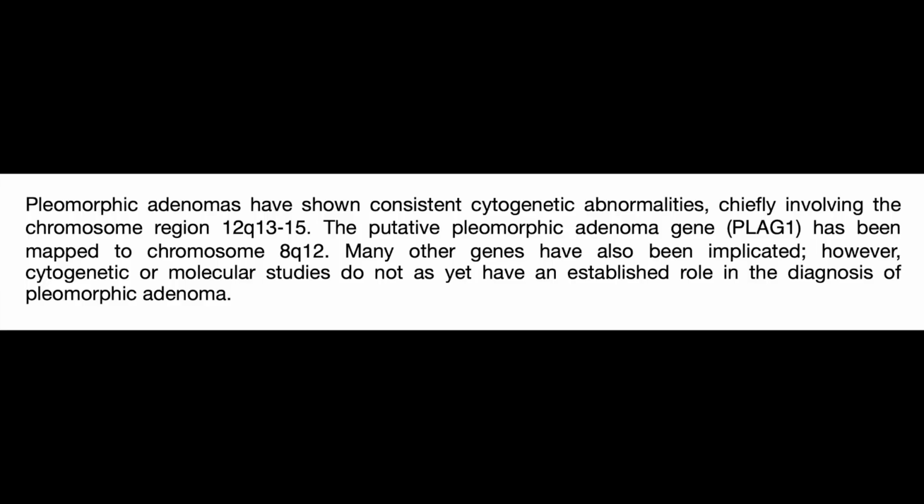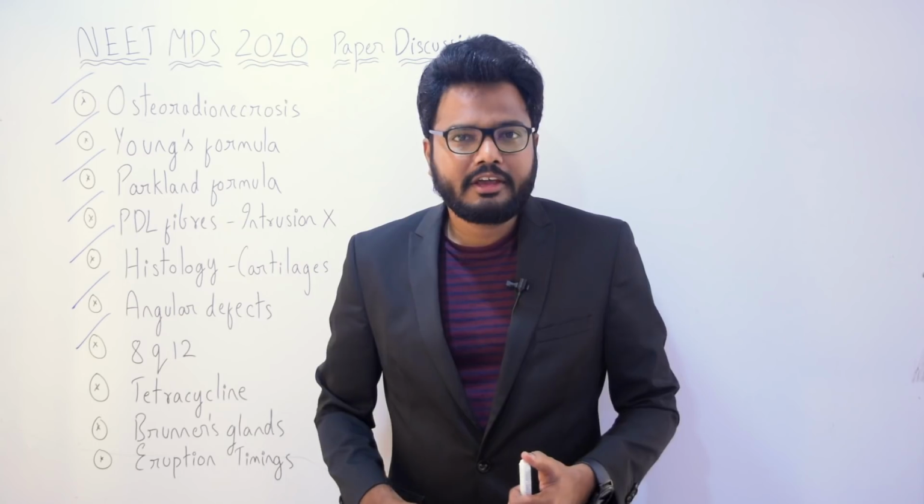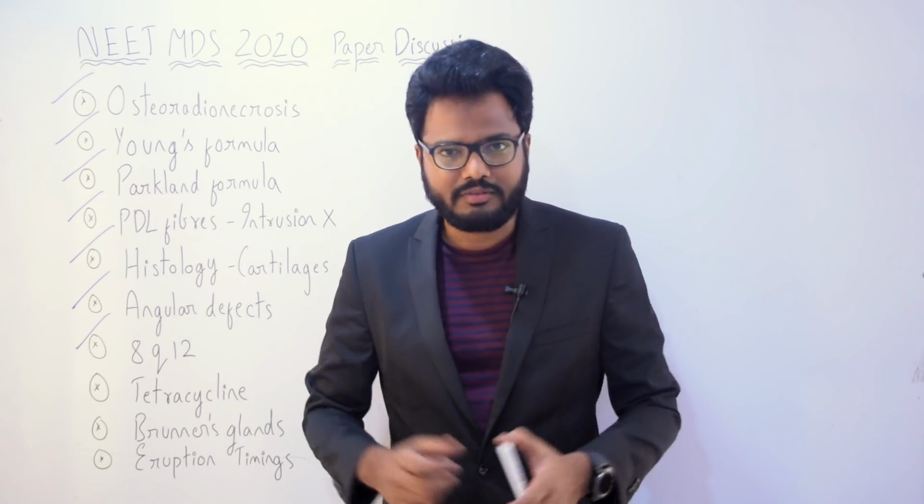Pleomorphic adenoma is a benign neoplasm consisting of cells exhibiting the ability to differentiate to epithelial cells and mesenchymal cells, and several names have been suggested, as you can see in the literature. Pleomorphic adenomas have shown consistent cytogenetic abnormalities, chiefly involving the chromosome region 12q13 to 15. The putative pleomorphic adenoma gene, PLAG1, has been mapped to chromosome 8q12, right?